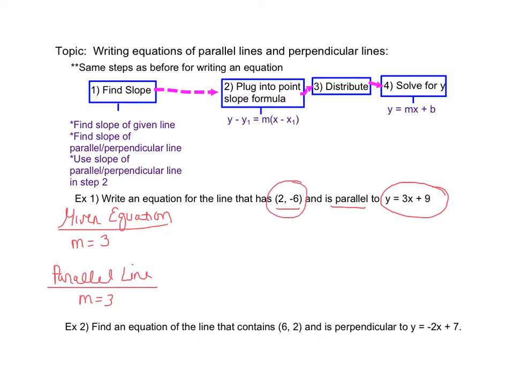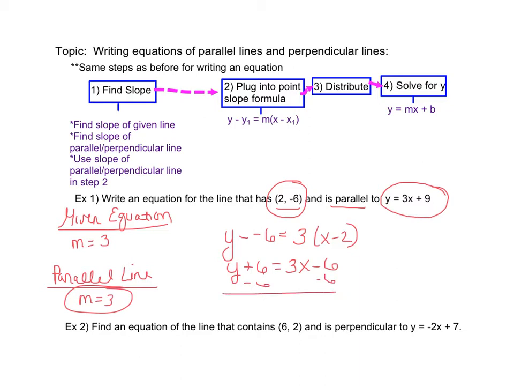So step 2, once I know what my slope and my point are, I'm going to say y minus y1 equals m times x minus x1. Now I'm going to distribute that 3. I'm also going to change minus a minus 6 to plus. And now I'm going to solve for y by subtracting 6. And I get y equals 3x minus 12.